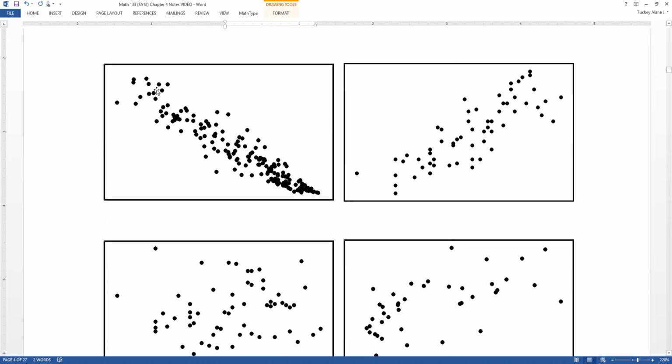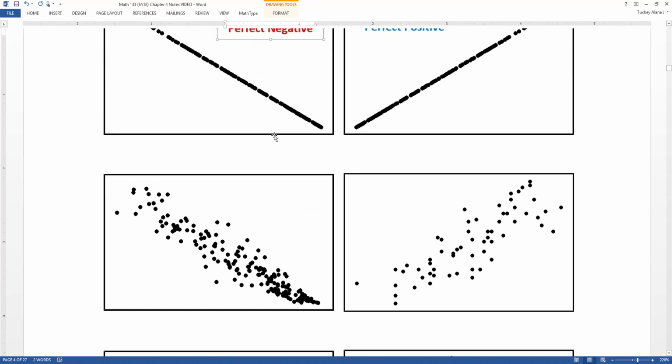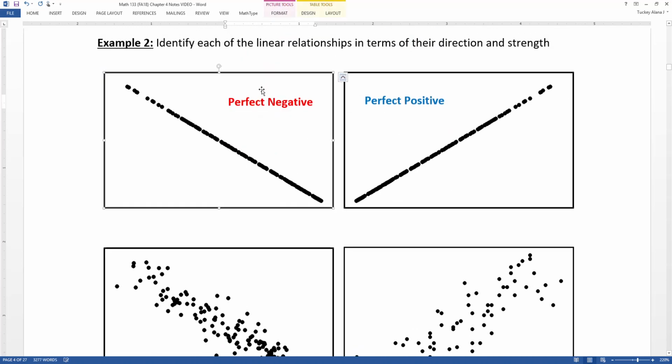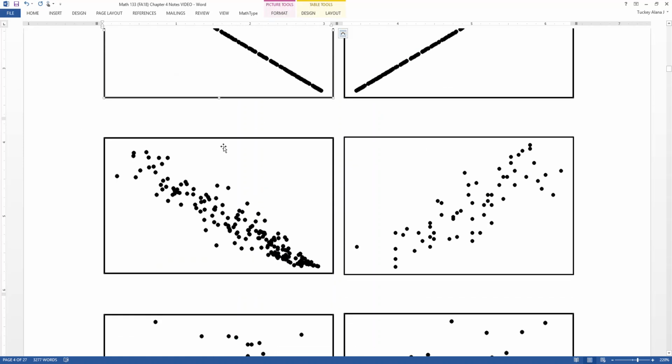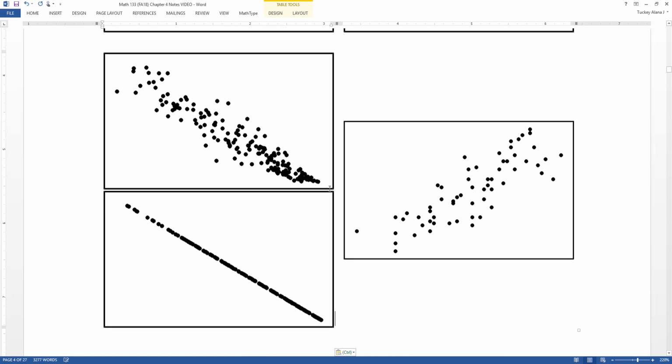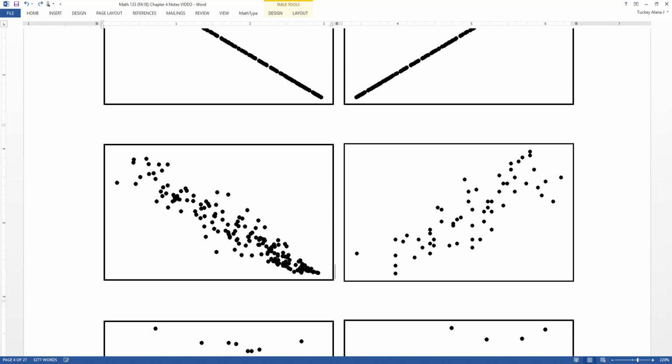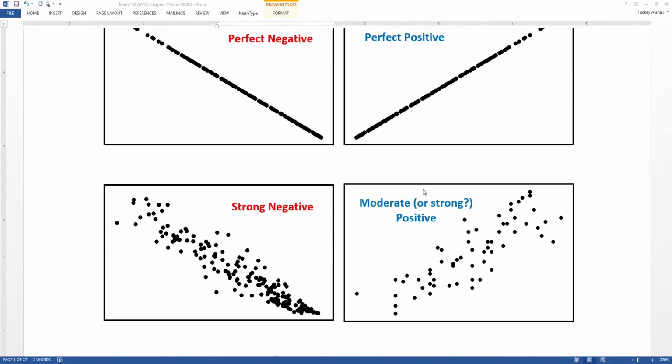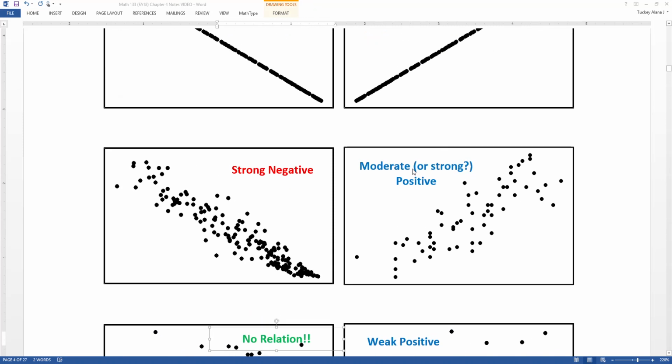Well, this one on the left in the middle, so the middle left, is rather obviously negative. It's not perfect, but it's quite strong. Believe it or not, that's actually what a strong relationship looks like. You can very clearly see the trend line in the middle of that graph. So that's a sign that that's very, very strong. And the one on the right is moderate, maybe strong. It's a little hard to judge, and we're going to talk about that in just a second.